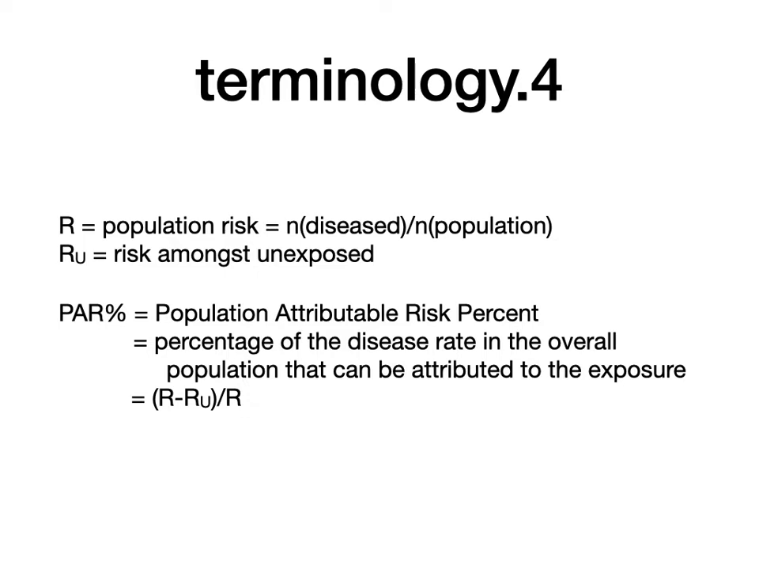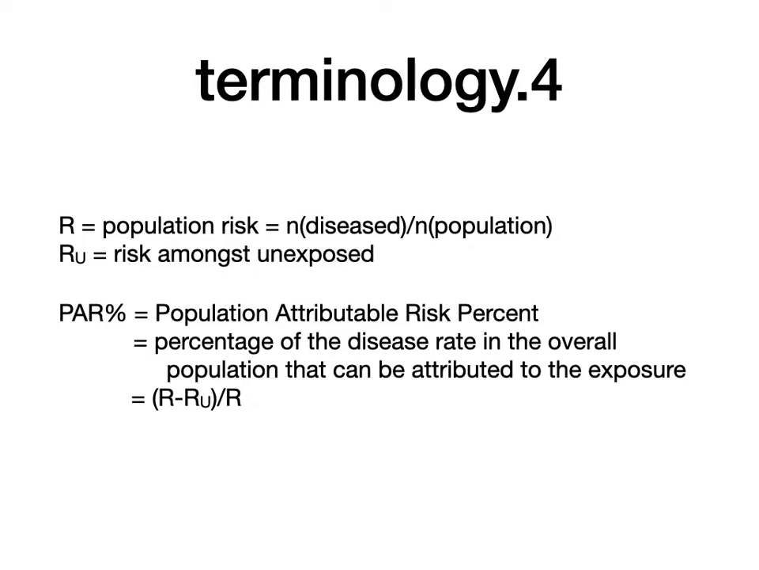This is important. In any case, it is R minus RU over R. In other words, you take the population risk, you subtract the risk amongst the unexposed, and you divide all that by the population risk. Why would you do that? And the answer is that will tell you how much disease would be eliminated if the exposure were eliminated.